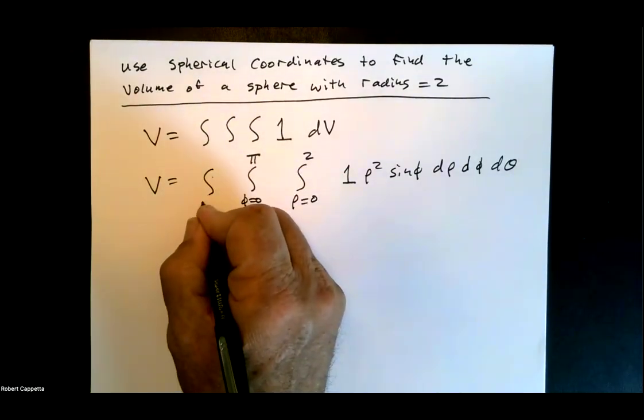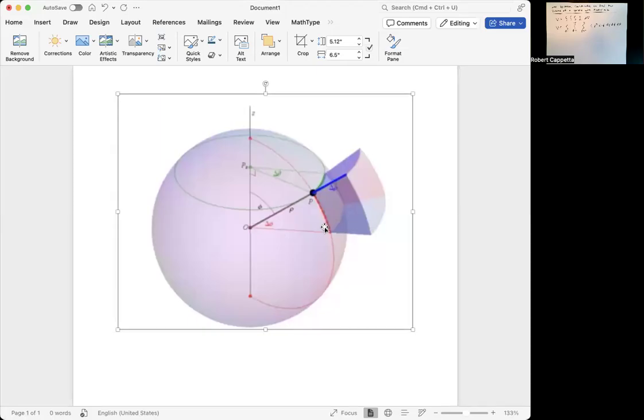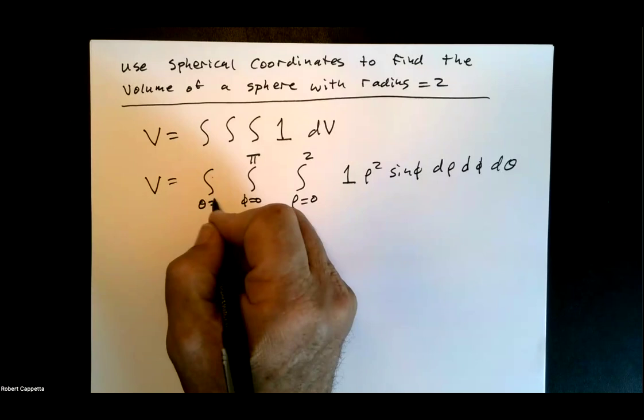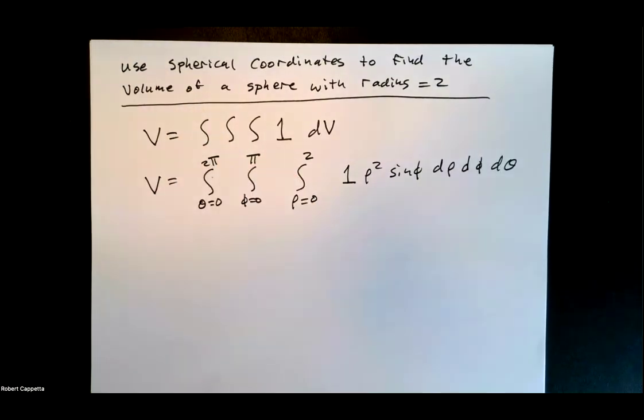And then how about theta to go all the way around? Again, let's look at our graph one more time. What does theta have to be to go all the way around? Theta is 0, 90, 180, 270, 360. Theta has to go 0 to 2 pi to go all the way around. And this is what we need to do to evaluate.